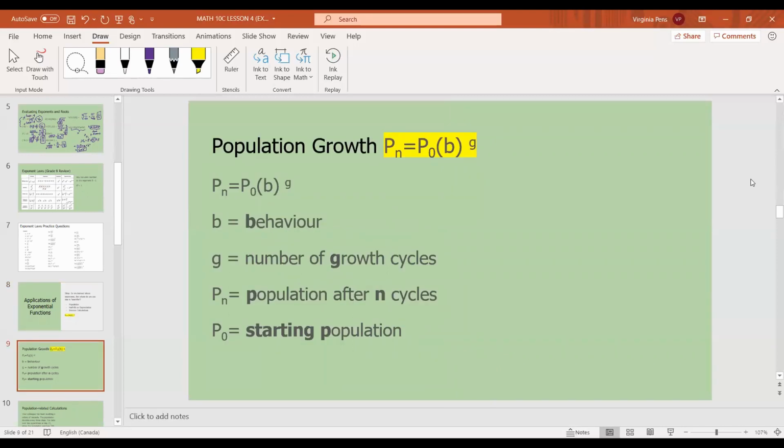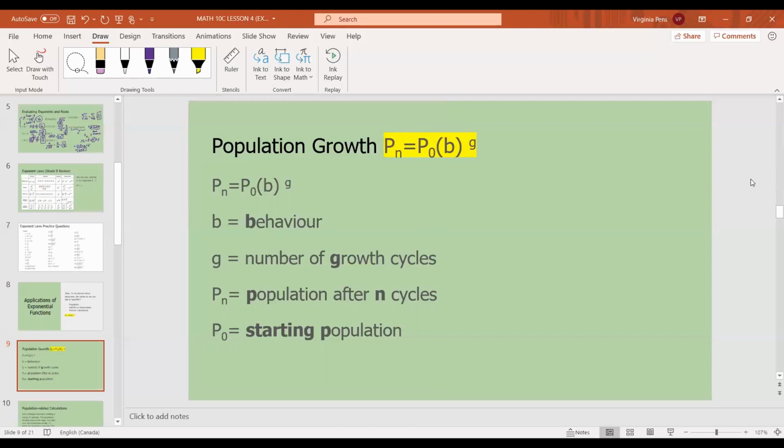So first off, population growth. At the top, highlighted, you're given a formula for population growth, which states that Pn is equal to P0 times B to the power of G. Now I'm going to talk about each of these variables.